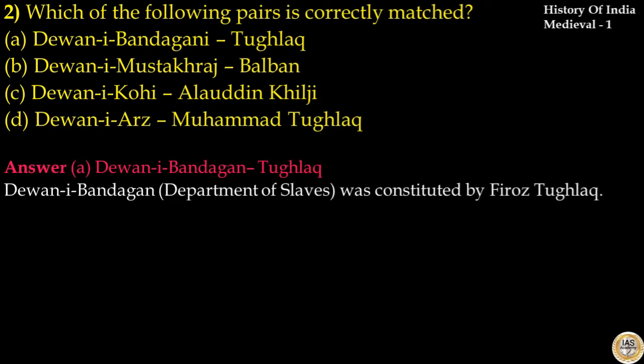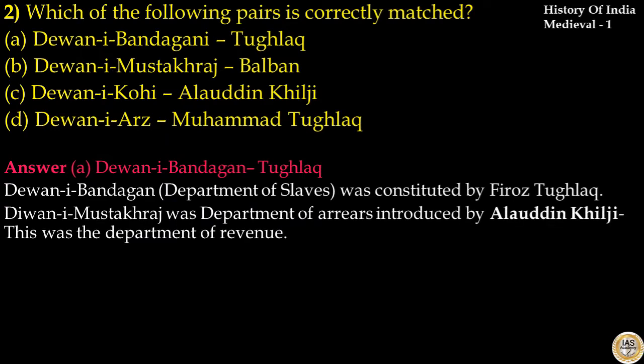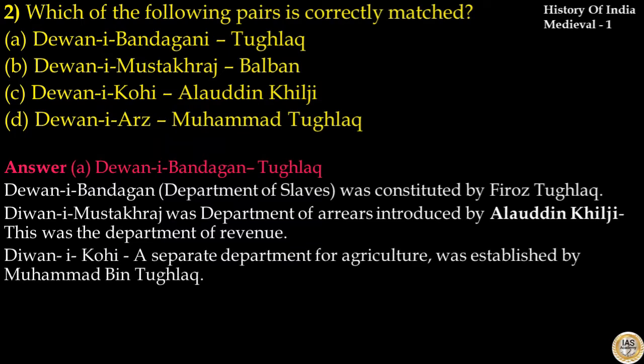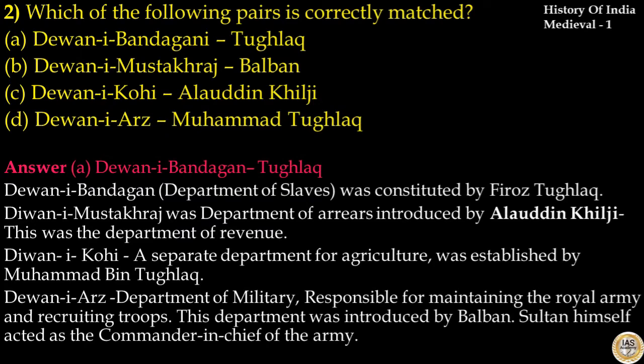Dewan-i-Bandagani, that is the Department of Slaves, was constituted by Firoz Tughlaq. Dewan-i-Mustakhraj was the Department of Arrears, introduced by Alauddin Khilji. This was the Department of Revenue. Dewan-i-kohi, a separate department for agriculture, was established by Muhammad bin Tughlaq. Dewan-i-Arz, the Department of Military, responsible for maintaining the royal army and recruiting troops, was introduced by Balban. The Sultan himself acted as the commander-in-chief of the army. So here the answer to this question is option A, Dewan-i-Bandagani, Tughlaq.